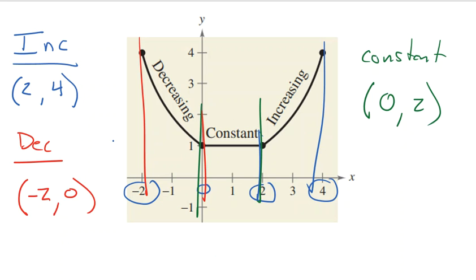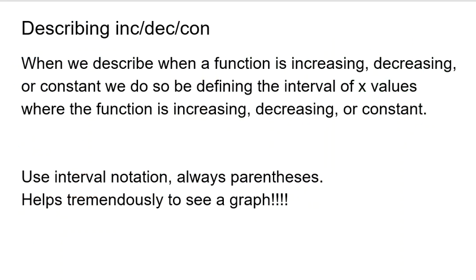And for example, when I'm at 2, it's just a single point. A single point is not increasing, decreasing, or doing anything. It's just a single point. So that's why we always use parentheses when we're talking about increasing and decreasing and constant.